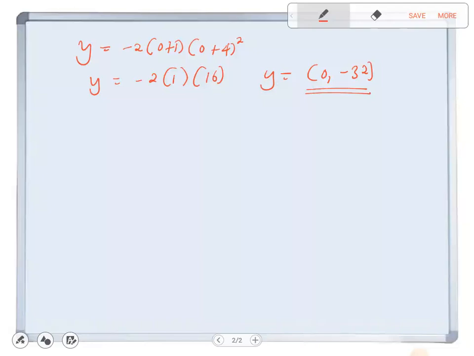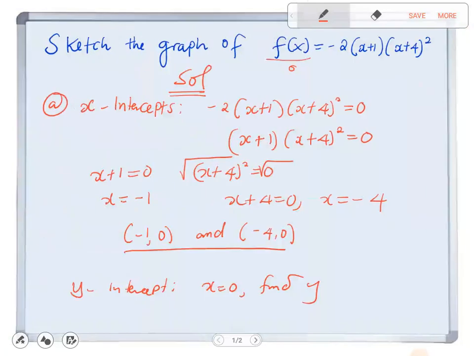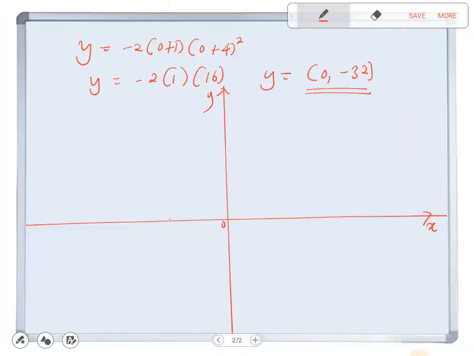Now we can sketch the graph because it's done. Okay, so let's go and sketch it. We have this one here as our y, and this one there as our x. Then we have a 0 there. So where was the curve? It touches the x-axis at (-1, 0) and (-4, 0). So we can put our -1 here, then we can put our -4 somewhere here. Then the y-intercept is -32.